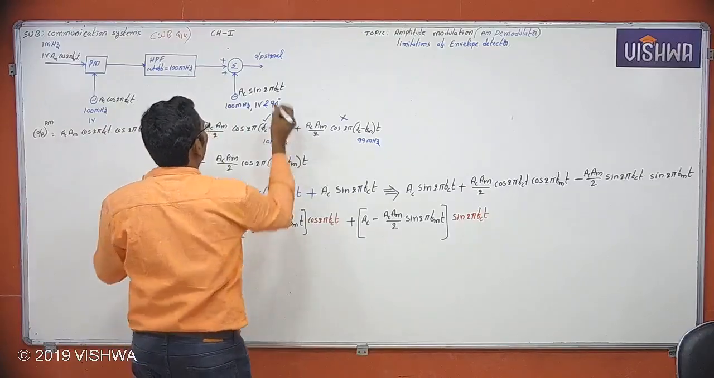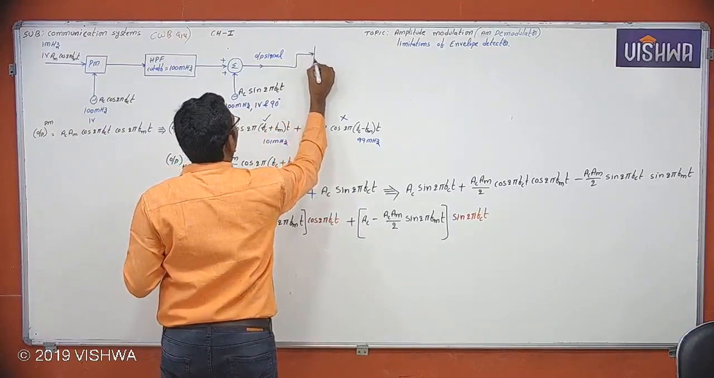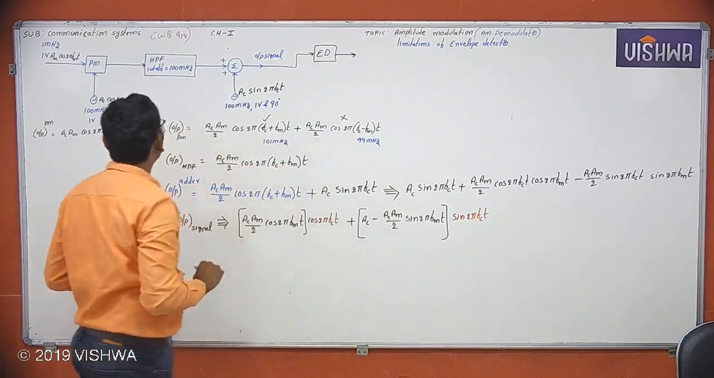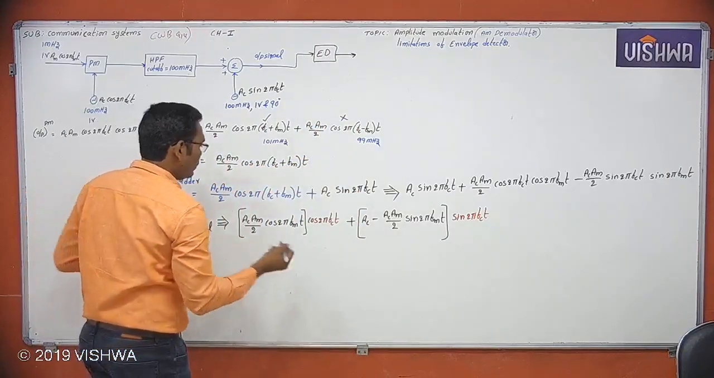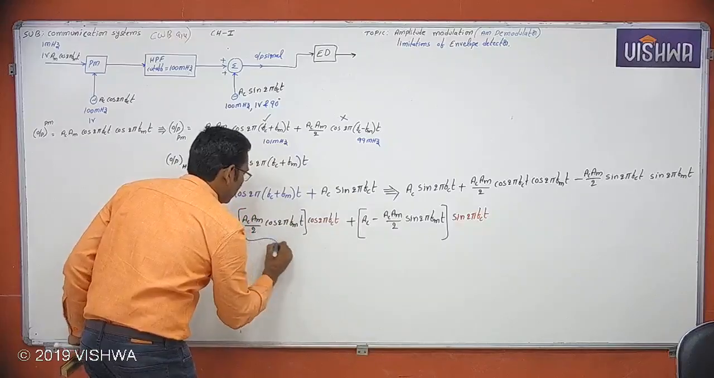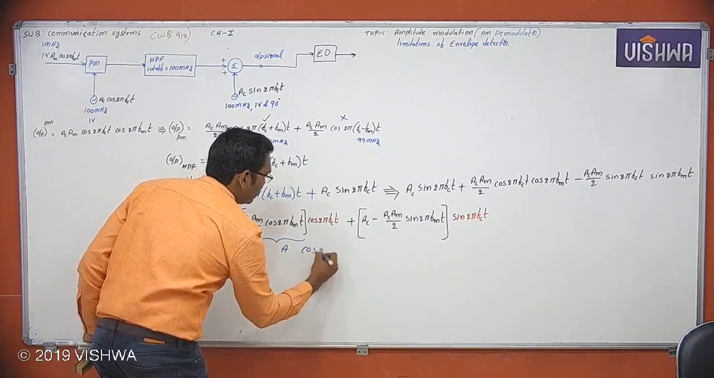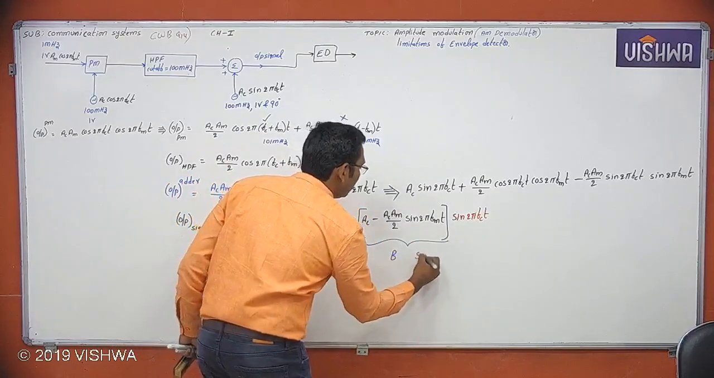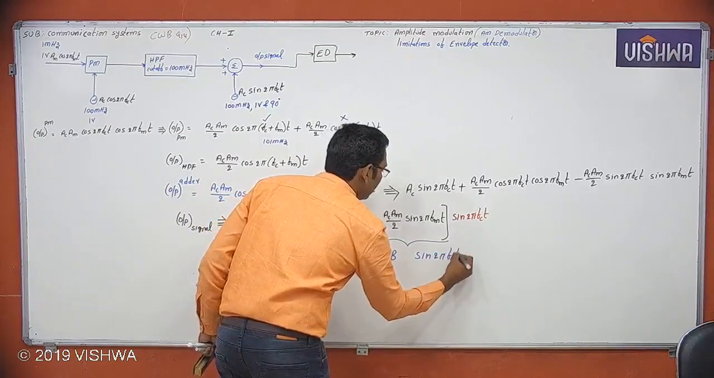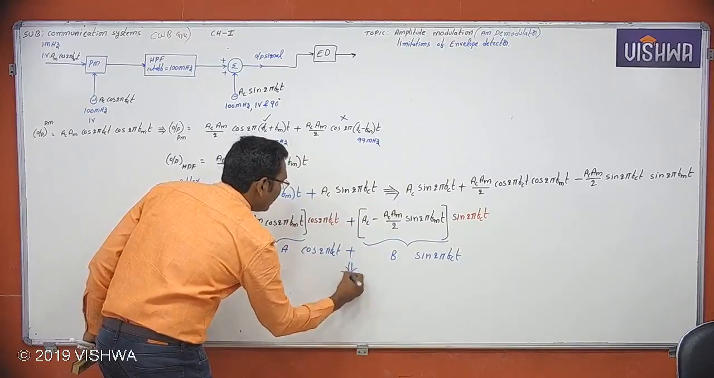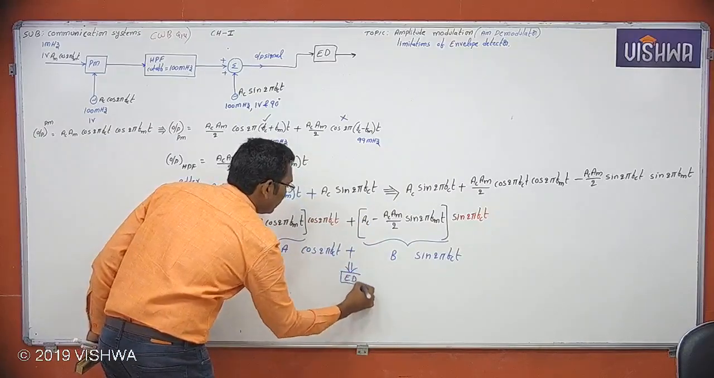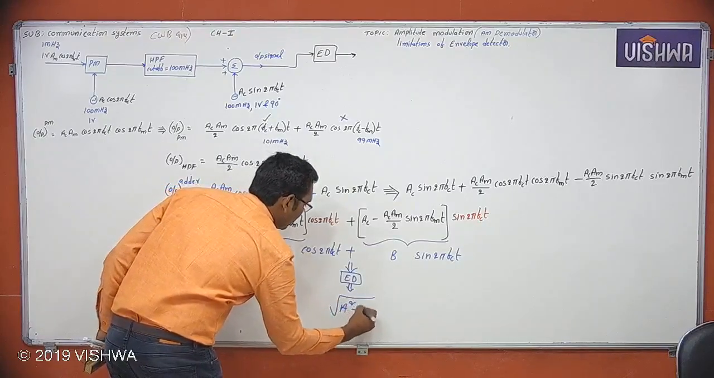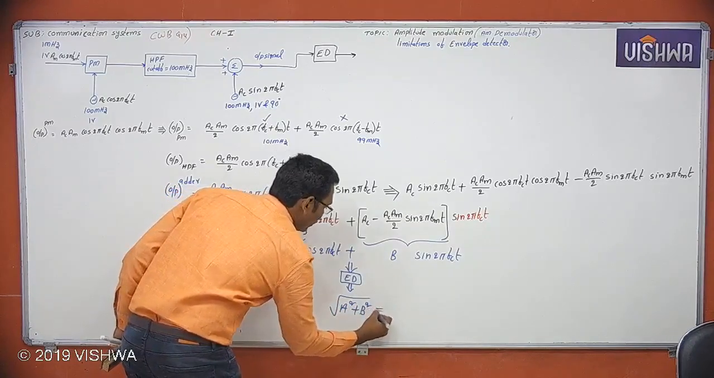Now, the envelope of this output signal: if you connect it to an envelope detector, you can get the envelope. So, what is the output of this envelope detector? Can I write like this? This is A cos 2 pi Fc t plus B sin 2 pi Fc t. This is the input to the envelope detector, and the output of the envelope detector is square root of A square plus B square.